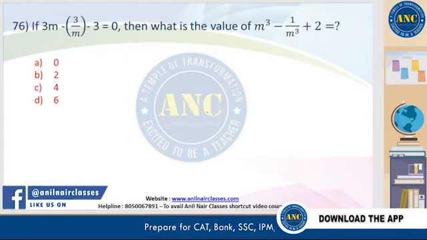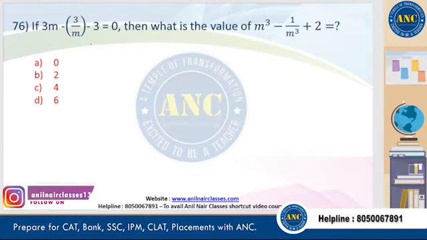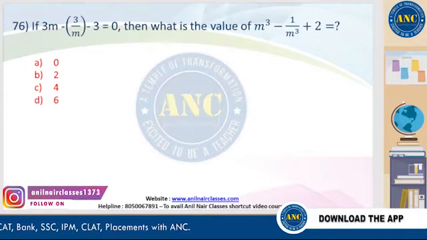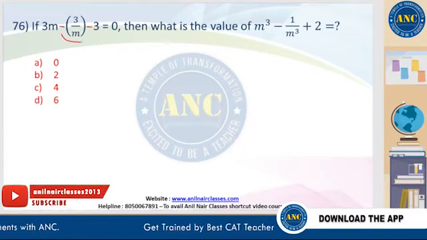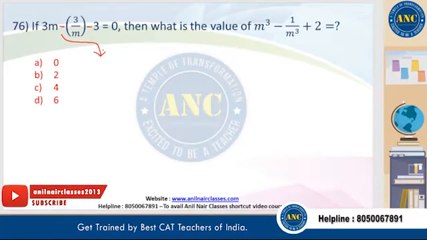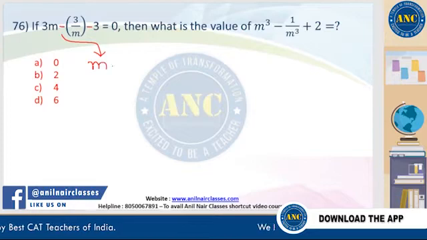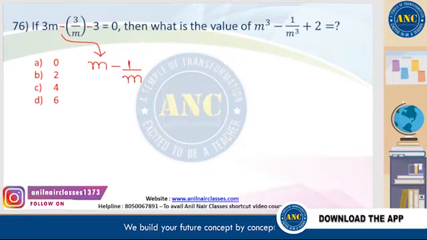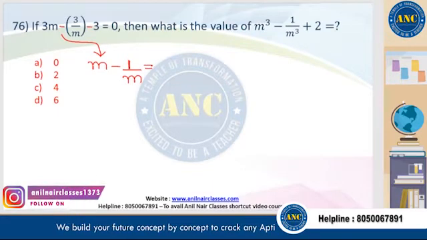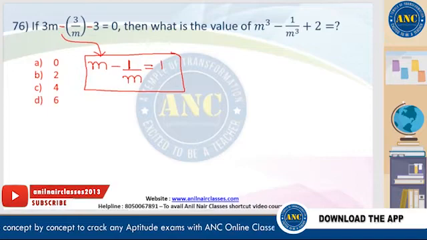Next, question number 76. Now this is also a very easy question. 3m minus 3 by m minus 3 equal to 0. Now everywhere 3 is there, so why have that 3 unnecessarily? Divide everywhere by 3. It becomes m minus 1 by m minus 1 equal to 0. If I shift that minus 1 to the right hand side, it becomes plus 1. That means I know the value of m minus 1 by m as 1.